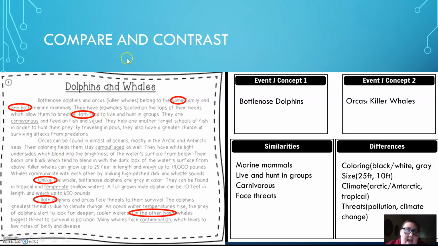So that's how we can kind of pull out some of these comparisons and contrasts in the two different things, and that's how we identify that. So we will move on to the next video.